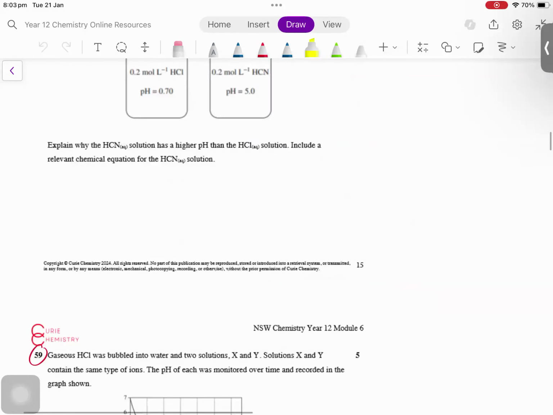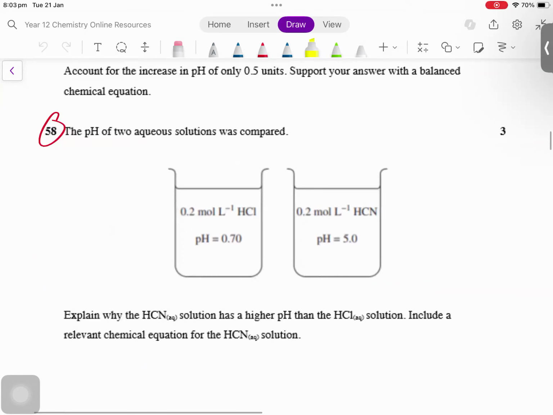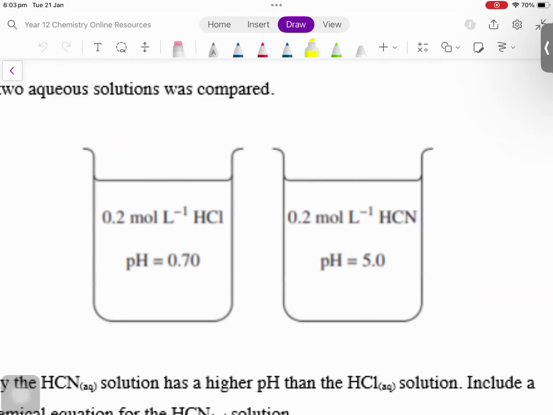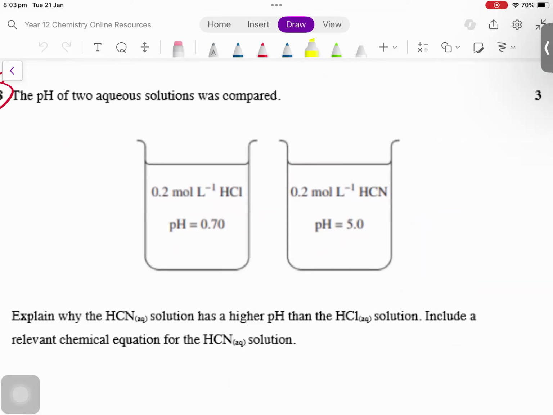Let's show you this one first. Question 58. The pH of two aqueous solutions was compared. You've got the same concentration of both of them, 0.2 molar HCl and 0.2 molar HCN. Explain why the HCN solution has a higher pH than the HCl solution. Include a relevant chemical equation for the HCN solution.